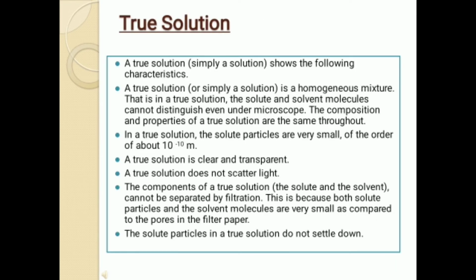Now let's talk about true solution. A true solution is a homogeneous mixture. That is, in a true solution the solute and solvent cannot be distinguished even under a microscope because it is completely transparent. The composition and properties of a true solution are the same. Its particle size is less than 1 nanometer, and it is a clear and transparent solution. It does not scatter light.